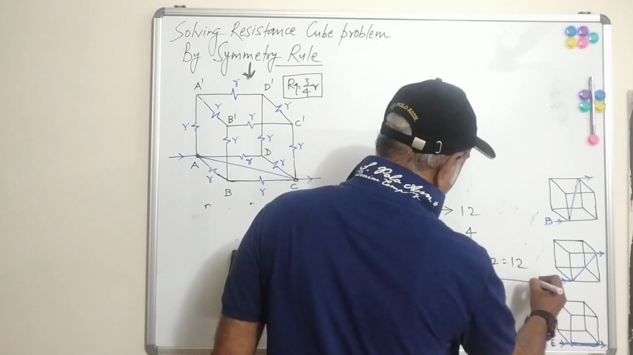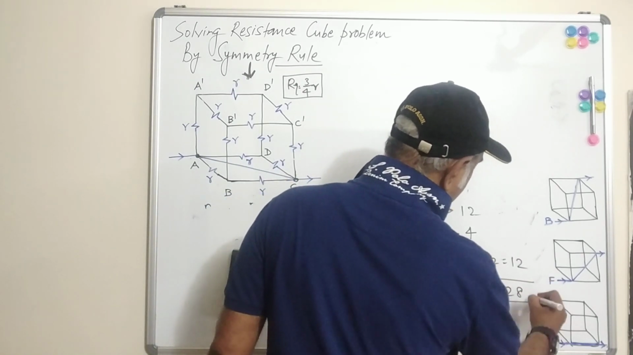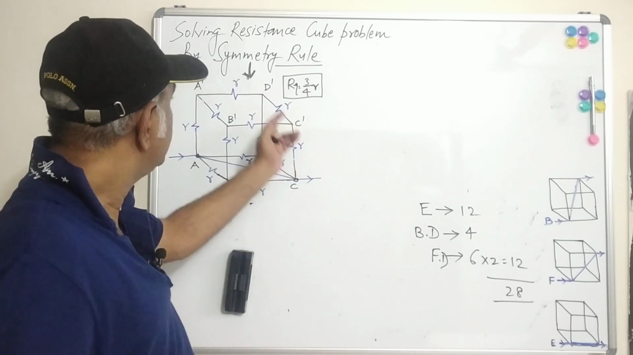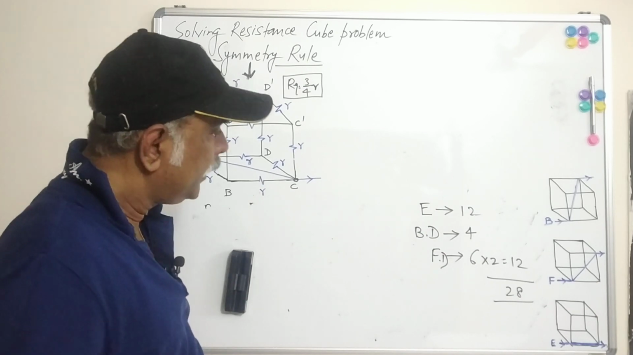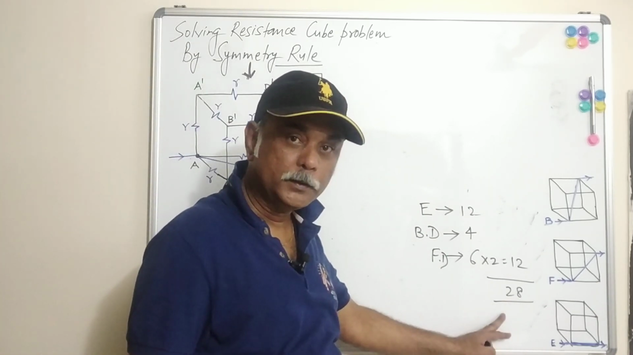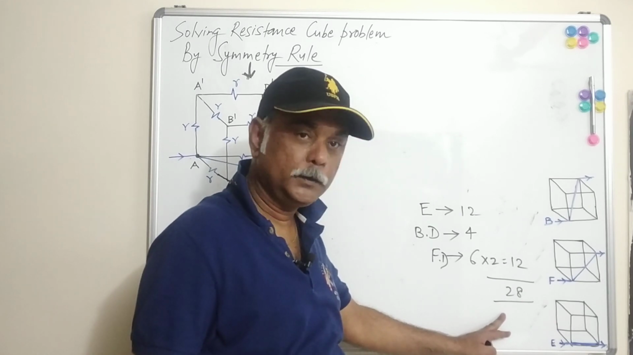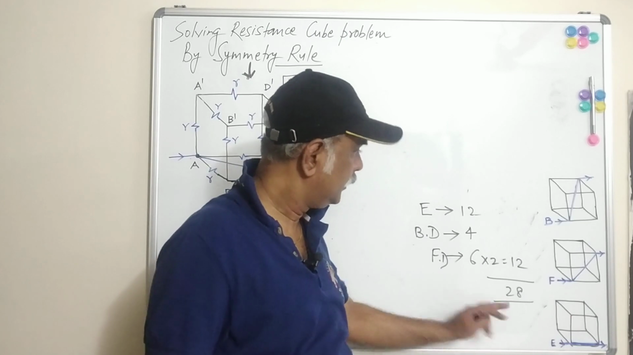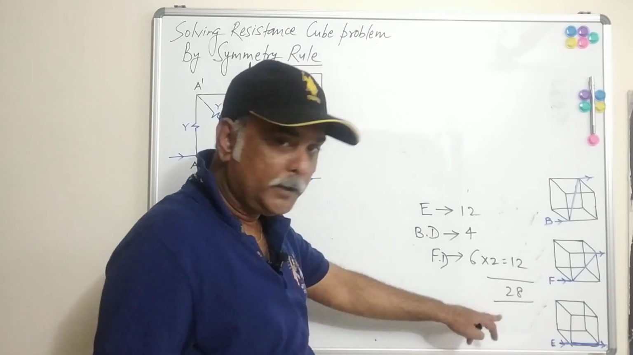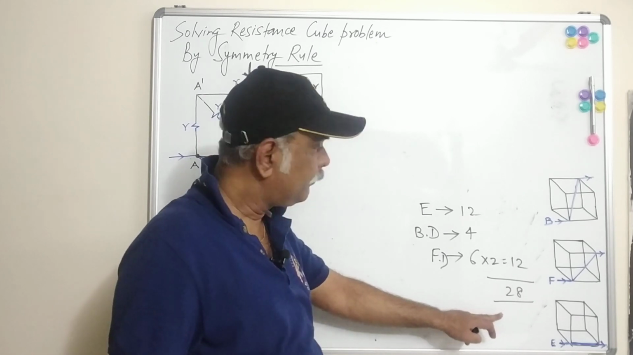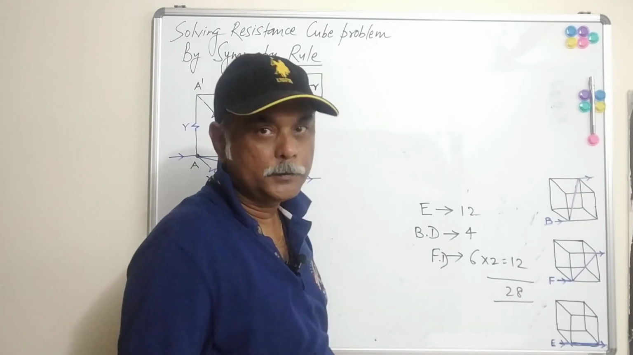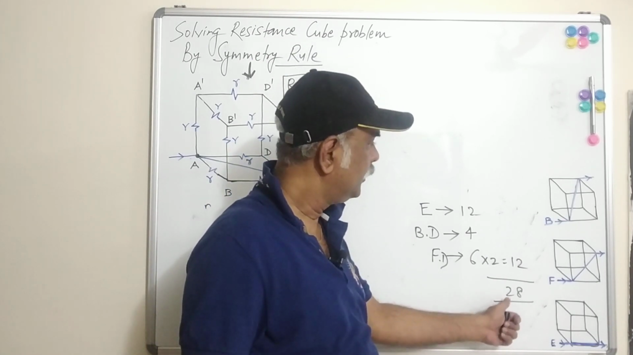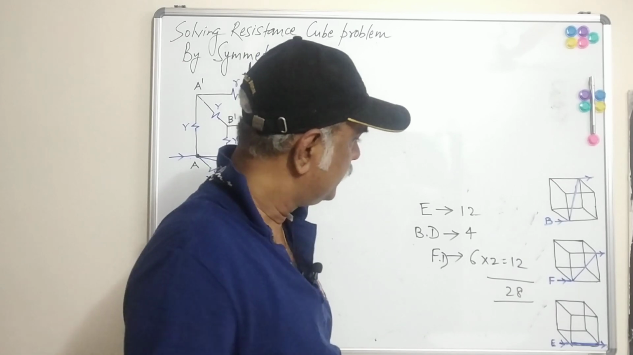Sum it up. It gives you 28. It means that this resistance cube problem can be asked in 28 ways. Isn't it? Be sure, there is no 29th way, I assure you. Now, won't it be amazing to know the answers of all these 28 questions? It will definitely be amazing to know the answers of all these 28 questions, isn't it?